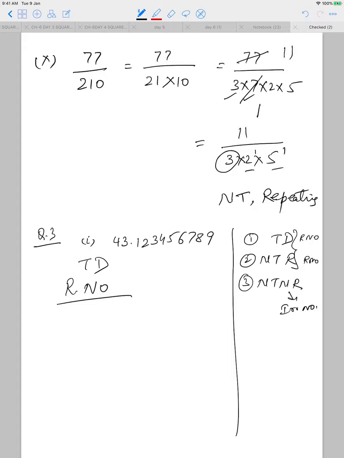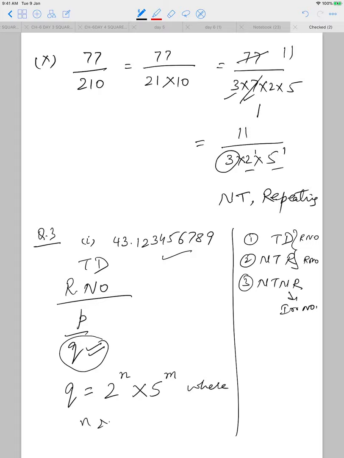Now the question says, if it is a rational number, then we can write it in the p by q form. Yes. So by looking at the decimal expansion, decide what kind of denominator it will have. We have done it in so much detail: what kind of denominator gives you a terminating decimal. The denominator should be of the form 2 raised to the power n into 5 raised to the power m, where n and m are non-negative integers.